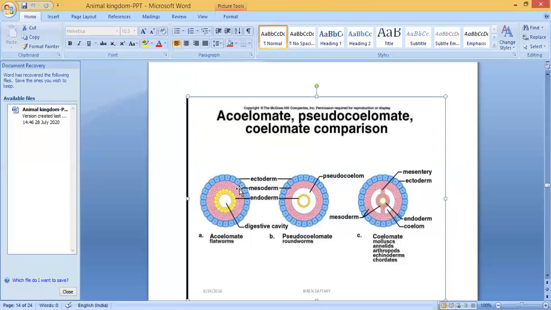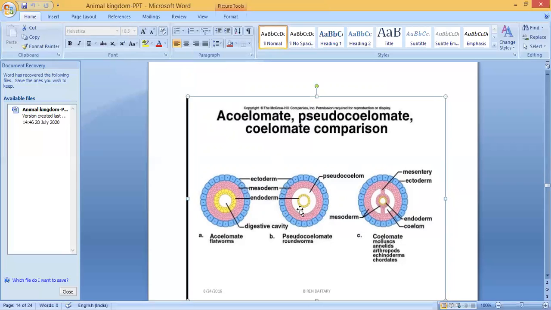Ectoderm, mesoderm, endoderm, and digestive cavity. Come to the second figure, pseudocoelomate. It's called a false coelom or a false body cavity. Here again, you can see blue color, ectoderm, then mesoderm, then yellow color, endoderm. In between, you can see the coelom is coming, but you can only see the patches of mesoderm.